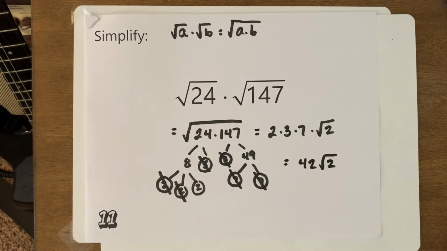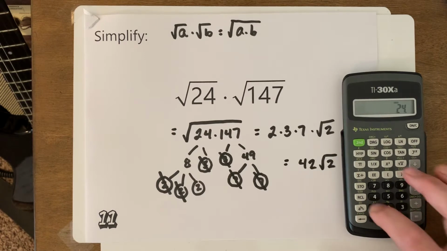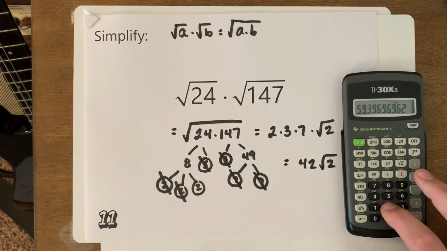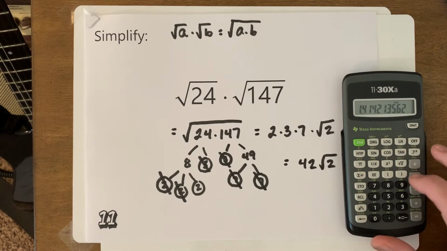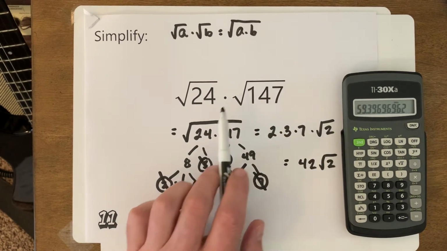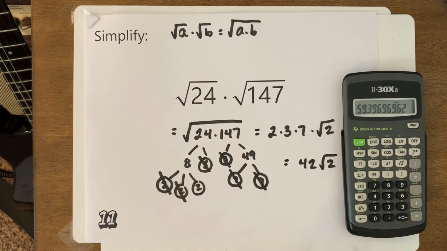So let's check that out. Let's see if that's right. So I said that 24 times 147 is equal to 3528, right? Okay, so I'm going to take the square root of that. And I get 59.396, blah, blah, blah. It keeps on going. It's irrational. All right, so 59.396. Let's remember that. Let's take root 2 times 42, and I get the same exact number. So I know that this expression and this expression are correct. And because this came from this rule up here, then I know that these two expressions are also the same. So I know I'm right. Okay.